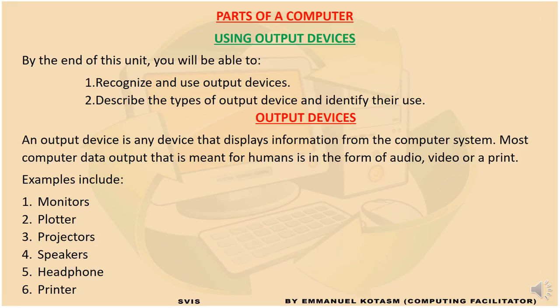So some examples of output devices include: 1, we have monitor, 2, we have plotter, 3, we have projector, 4, we have speakers, 5, we have headphone, and 6, we have printer.